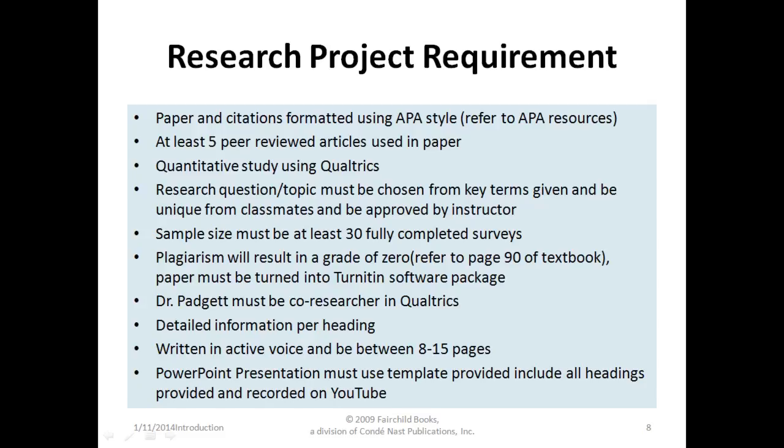Also, plagiarism in this course will result in a grade of 0. And that's why we'll be using the Turnitin software. You'll turn in your lit review and then your final paper to Turnitin, and it has a system where they go through and check to see if what you've written is the same as something that someone else has written. So the only way that would happen is if you copied someone else's paper. Also in Qualtrics, you'll need to make me a co-researcher. But once we get to Qualtrics, I'll explain how to do that and what's all involved with that.